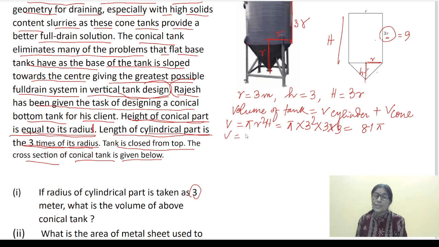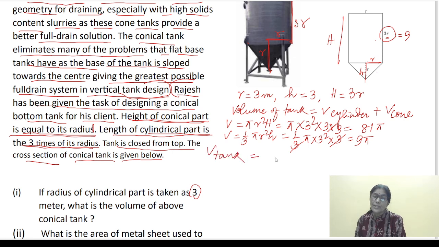The volume of the cone, the formula is 1 by 3 pi r square h. So it will be 1 by 3 into pi into r square, which is 3 square, into h, which is 3 again. So 3 and 3 cancel, and it will be 9 pi. So the volume of the tank is the volume of the cylinder, 81 pi, plus the volume of the cone, 9 pi. So this will be 90 pi.